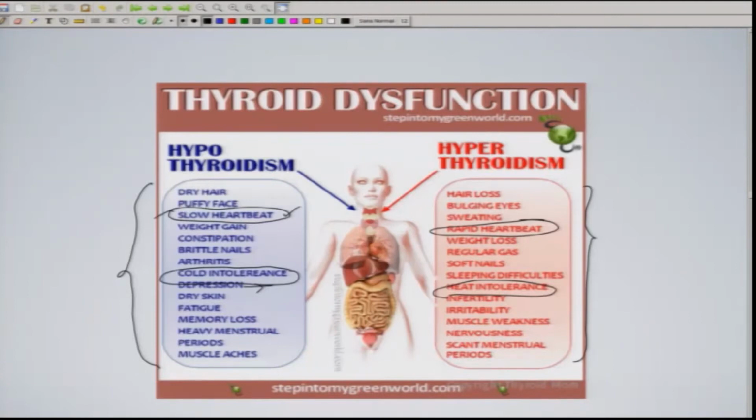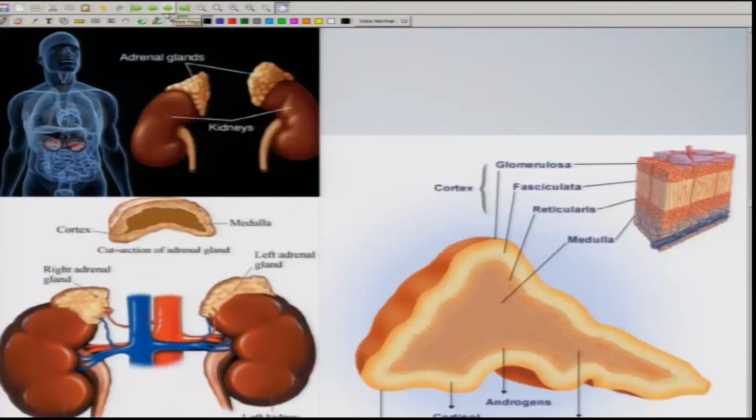Okay. So from here, let's move on to the adrenal gland. Adrenal is located just at the top of the kidney out here. These two are the adrenal glands. If you see through the cross section of adrenal, the outer periphery is called the cortex, as you could see, and the inner core is called the medulla. So here you have the medullary region, and here you have the cortical region.